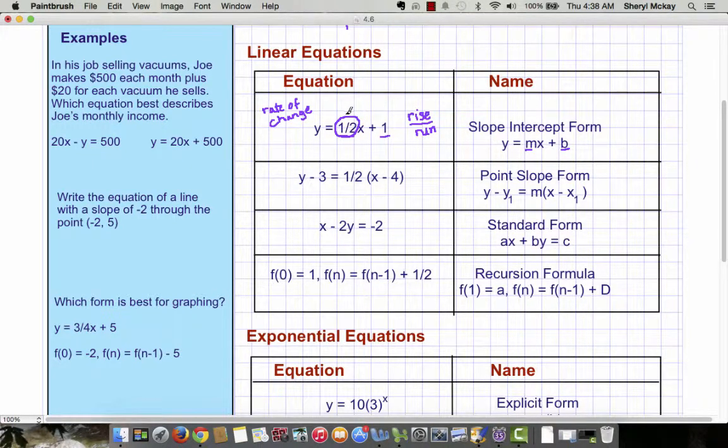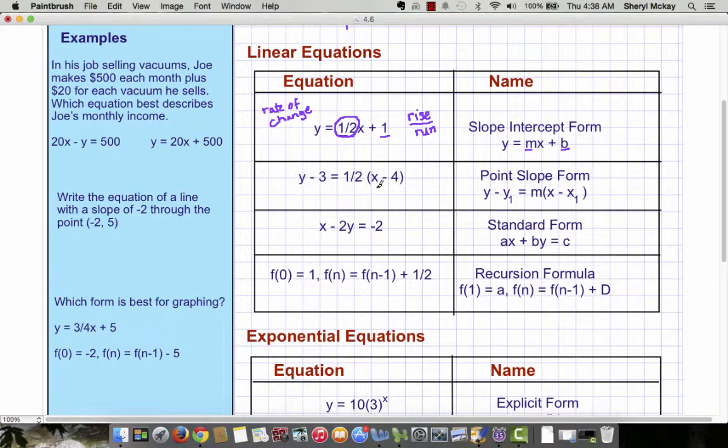Okay? The next equation that we haven't really spent any time on, but I did introduce to you in class, is called the point-slope form. Here's an example. If you saw this equation, y minus 3 equals 1/2 times x minus 4, you could say, oh, that must be the point-slope form.